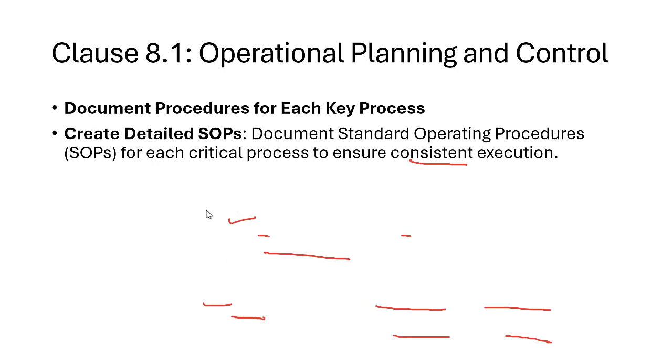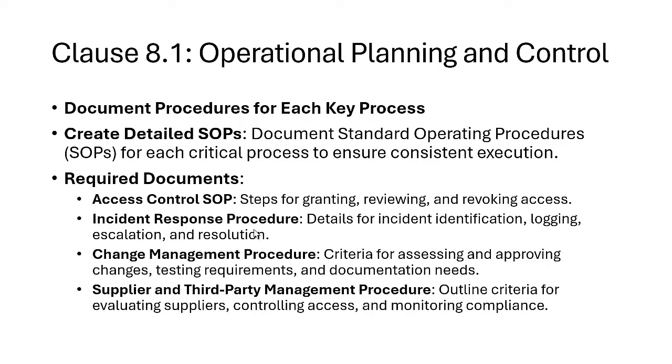Third is to document the procedures. What are the procedures we have for each key process? For example, for access control, what is the SOP? If I want access control in the organization, we have a process of granting, review, and revoking.